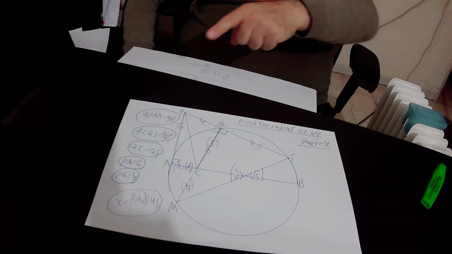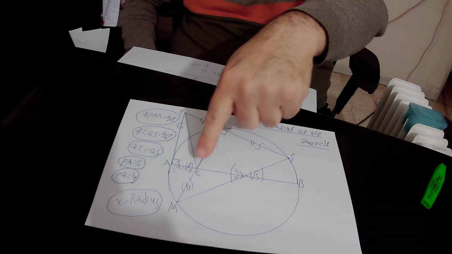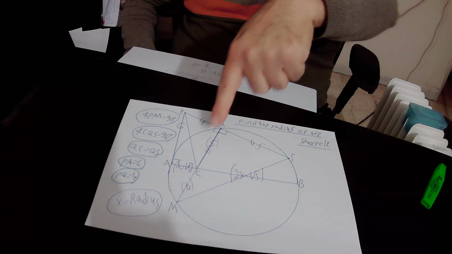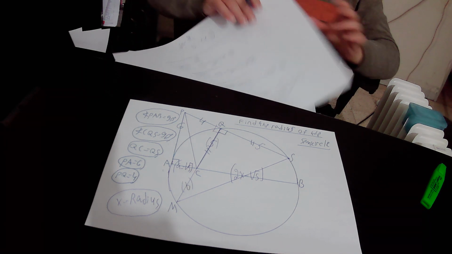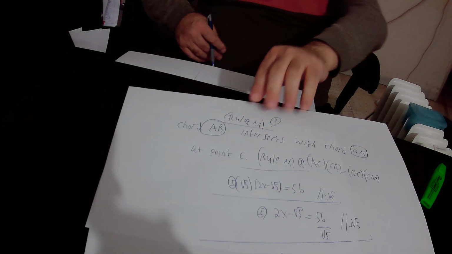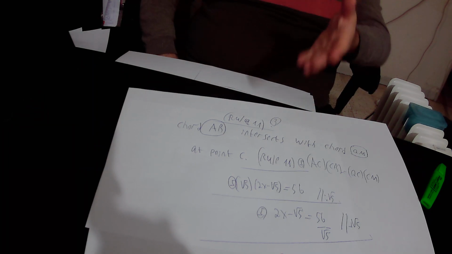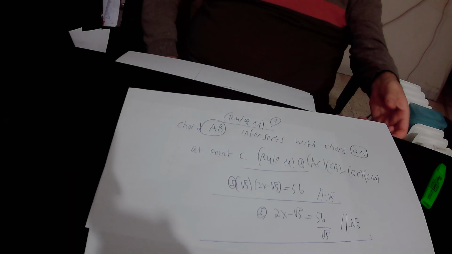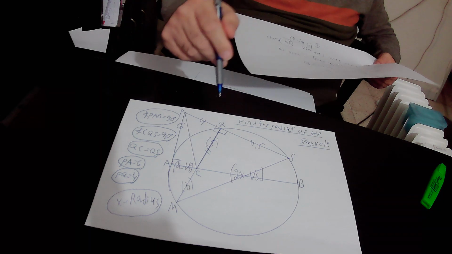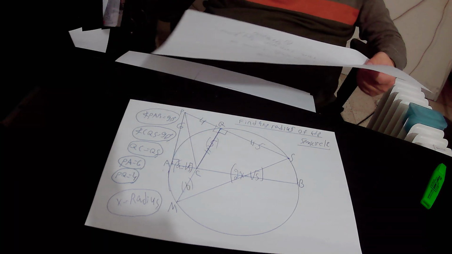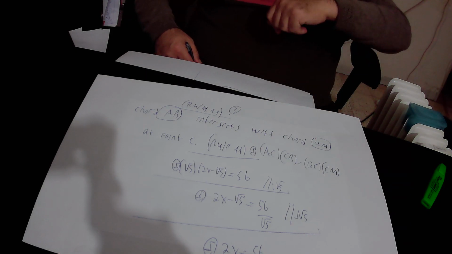Why? Because in our drawing we have chord AB that intersects with chord QM at point C. Therefore, according to rule number 11, we will get that AC times CB equals QC times CM. I repeat again: AC times CB equals QC times CM.